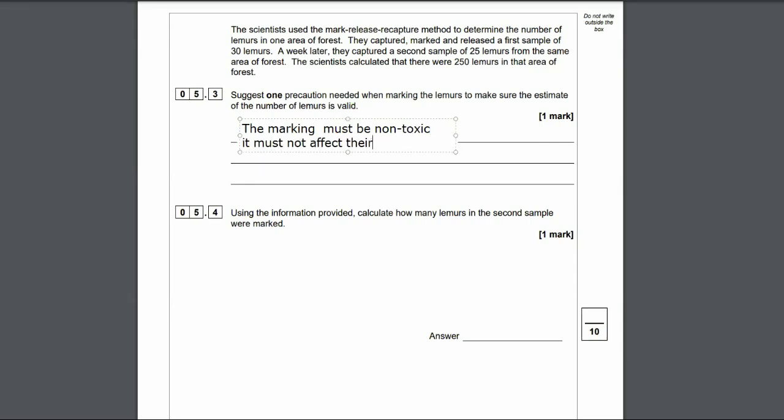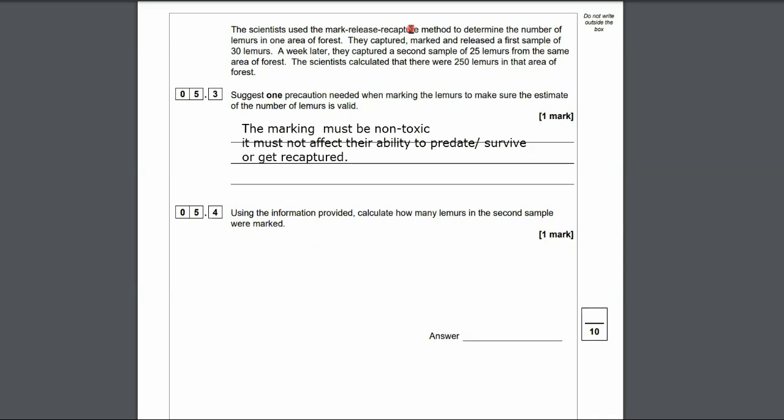If you start killing the lemurs, then it's going to affect your population estimate. Also, it mustn't be a fluorescent sign stuck on the back of their head, which lets all of the predators know where they are. So it mustn't affect their survival. It mustn't affect their chances of reproduction because that would affect the population, or their chances of getting recaptured. I.e., if it makes it easier for you to recapture them, then it's not going to be a very accurate population estimate.